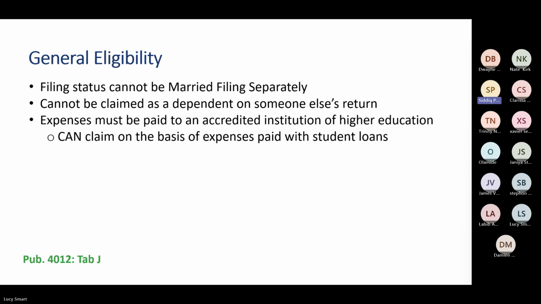So who qualifies for an education credit? As always, there are eligibility rules. The filing status of the return cannot be married filing separately. The taxpayer cannot be claimed as a dependent on someone else's return, and the taxpayer, spouse, or dependent must have qualified expenses that are paid to an accredited institution of higher education. These might have been paid out of pocket or they can be paid via student loans.